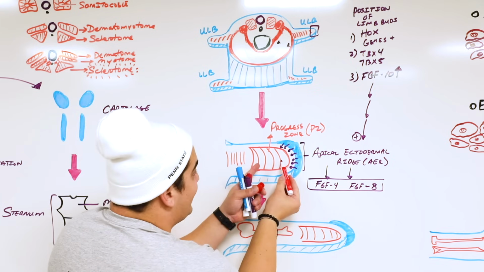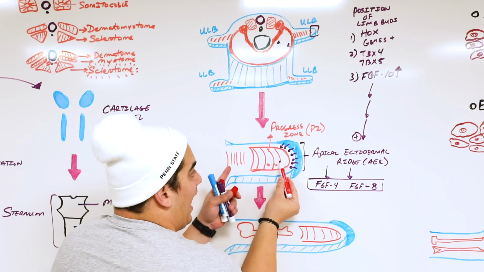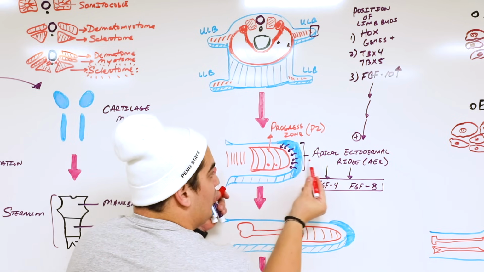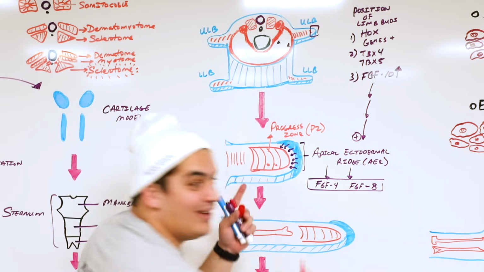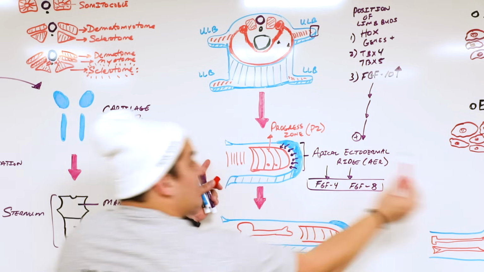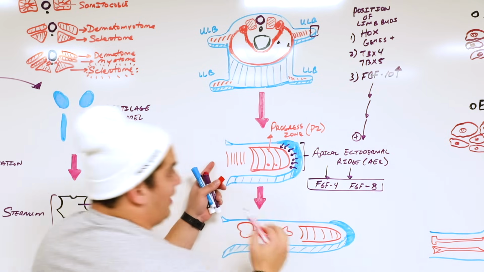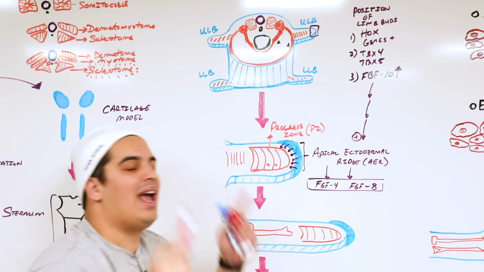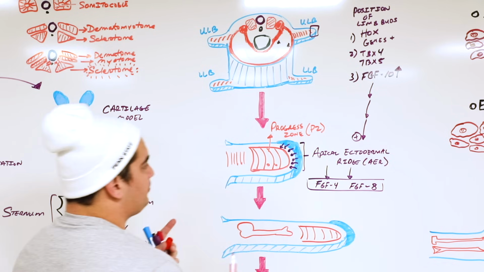Now, as these mesodermal cells keep proliferating and proliferating, this allows for what to happen? The limb bud to continue to grow from proximal to distal. So what is allowing for proximal to distal growth? The apical ectodermal ridge and these growth factors interacting with the progress zone. I can't stress that enough. That is for proximal to distal growth.